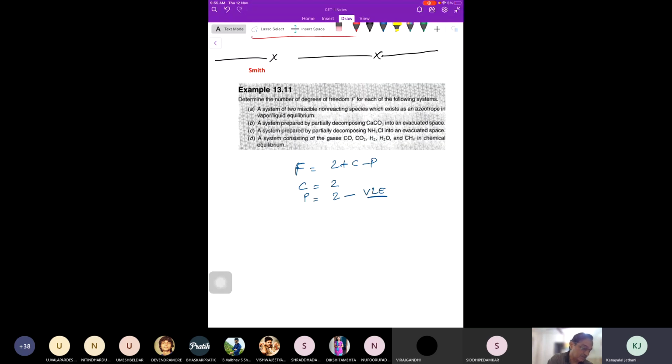So when we talk about azeotrope, y1 equal to x1 ho jata hai, right? We're talking about the azeotropic condition, so that will become S equal to 1. It's a special condition at the azeotropic composition. A system of two miscible non-reacting species which exists as an azeotrope means you're talking about only the azeotropic composition, not other compositions where there is no azeotrope. So in this case, S is equal to 1. This is an example of special constraint. So F is equal to 2 plus 2 minus 2, R is 0, minus 1. So it will be 1.